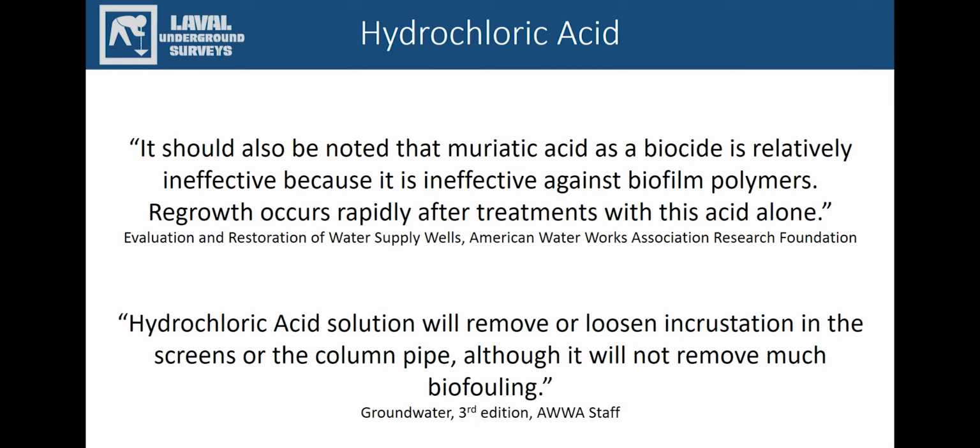It should be noted that muriatic acid as a biocide is relatively ineffective because it is ineffective against biofilm polymers. Regrowth occurs rapidly after treatments with this acid alone. Hydrochloric acid solution will remove or loosen incrustation in the screens or the column pipe, although it won't remove much biofouling. Stuart Smith of Groundwater Sciences says, muriatic acid is supposed to remove the iron oxides. However, it tends to flash dissolve the minerals it touches first, without much penetration, if not amended by other products. This leads to the condition where good performance recovery fades quickly.